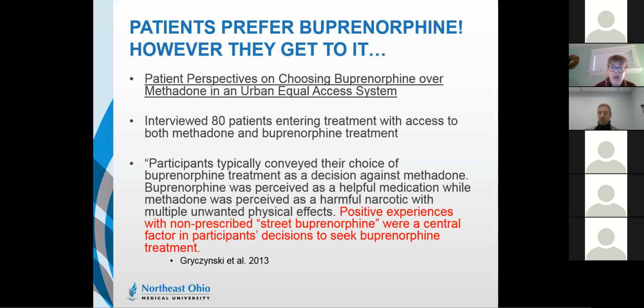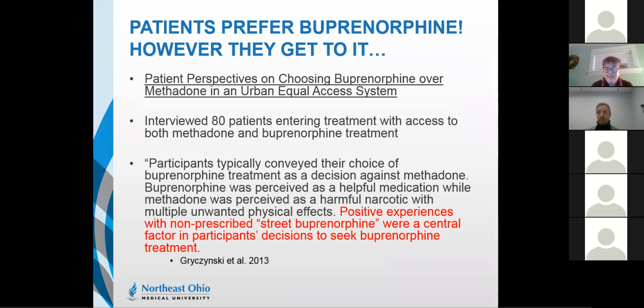Patients prefer buprenorphine. They prefer it to methadone, and they prefer it to Vivitrol, so that you can know when you have a patient, it's likely that they are where they want to be. And this is Gryczynski et al. from 2013, telling us in their conclusion of their qualitative study of 80 patients that positive experience with non-prescribed street buprenorphine was a central factor in participants' decision to seek buprenorphine treatment. It's one of the reasons people prefer it, because they've tried it and they know it works.